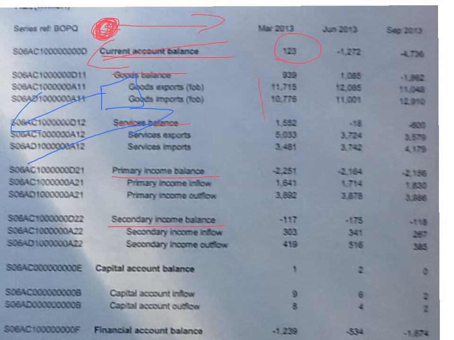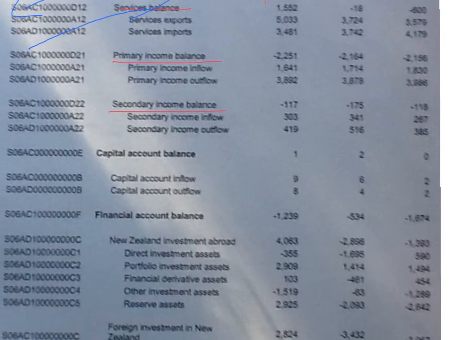Okay, so let's just move up a bit. This one here, the capital account, is small, it's insignificant. Basically it just deals with migrant flows of assets, so it just captures the assets that people moving to New Zealand bring with them. Likewise, it captures the sale or purchase of things like patents and copyright, the sale and purchase of things like land.